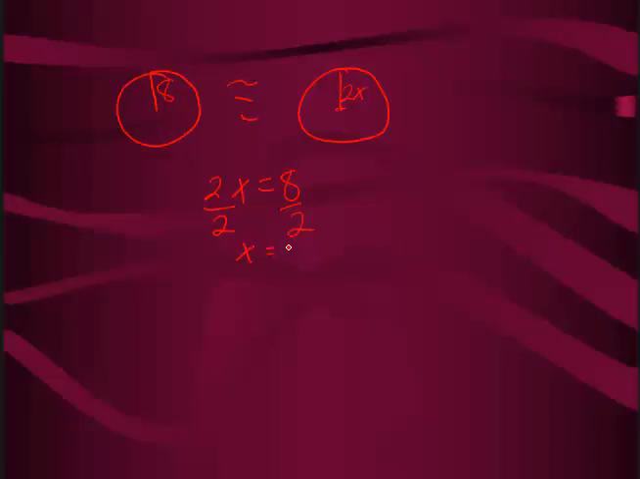So x equals 4. It's all about understanding the relationship in these figures. And then your equation will follow that relationship.